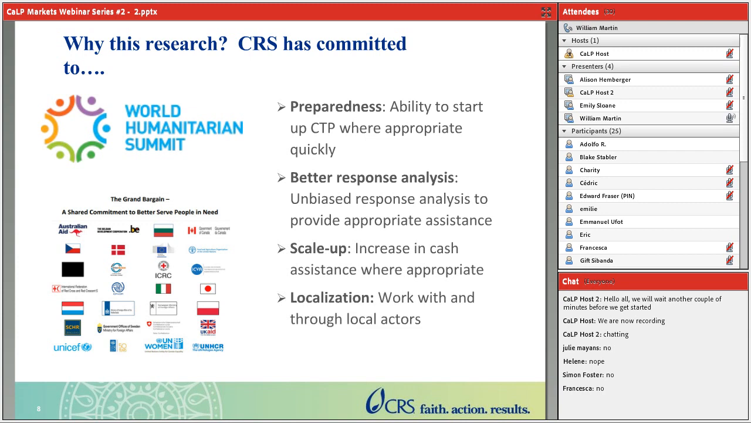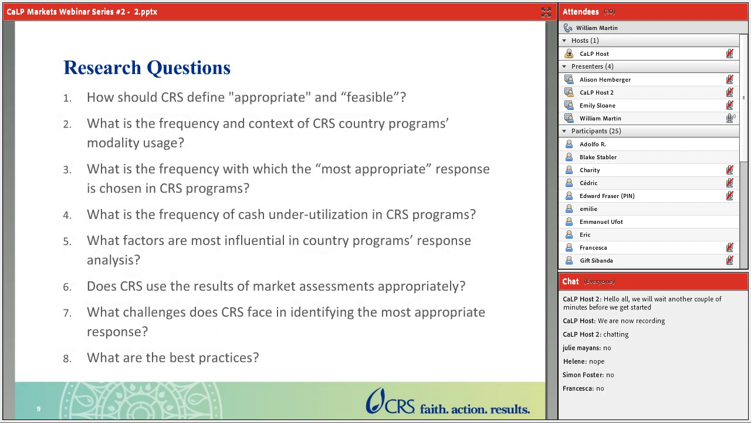The research questions for these studies were: how should CRS define appropriate and feasible? What is the frequency and context of CRS country program modality usage? What is the frequency with which the most appropriate response is chosen in CRS programs? What is the frequency of cash underutilization in CRS programs? What factors are most influential in country programs' response analysis? Does CRS use the results of market assessment appropriately? What challenges does CRS face in identifying the most appropriate response, and what are the best practices?